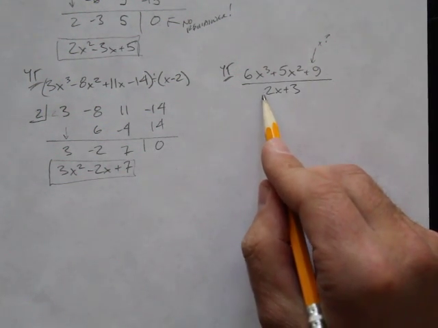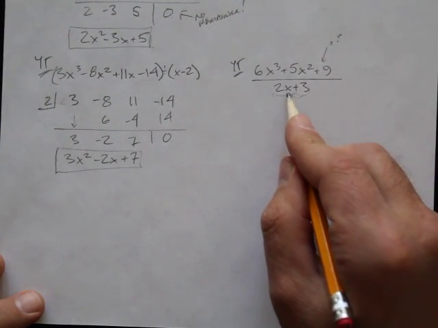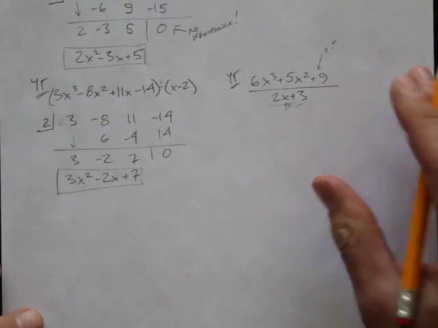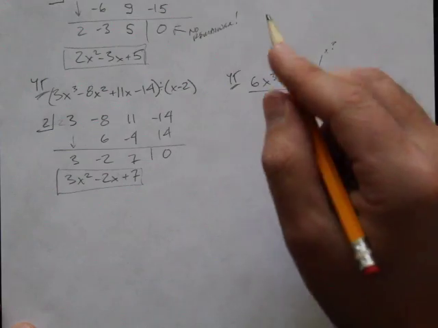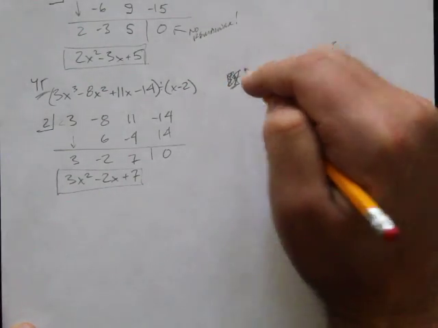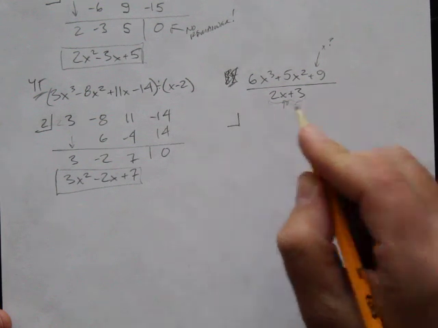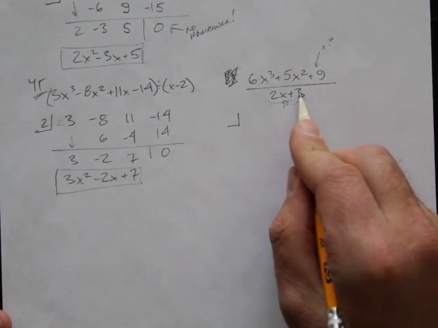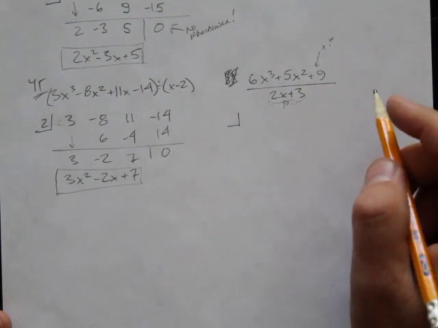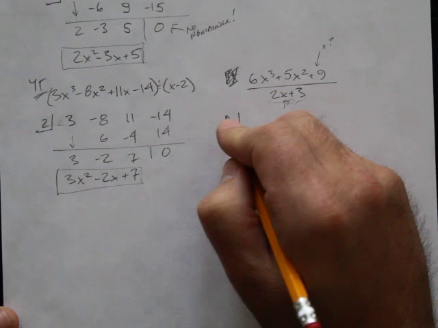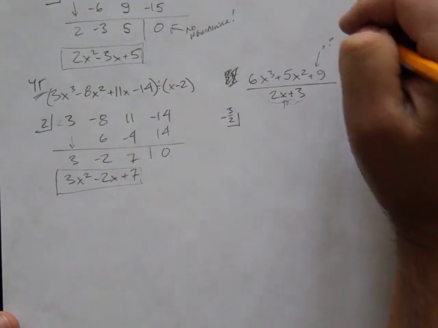The other thing is we've got 2x plus 3, and we've got to decide what this x is. That's going to be a fraction. So let's just do this one together. We'll just say this is an example. This is kind of a messy one. It's all right though. So what makes 2x plus 3 0? What do I plug in for x to make this 0? It's negative 3/2.